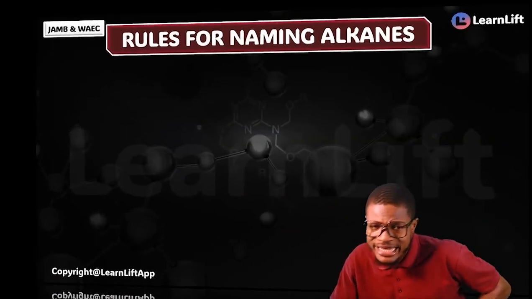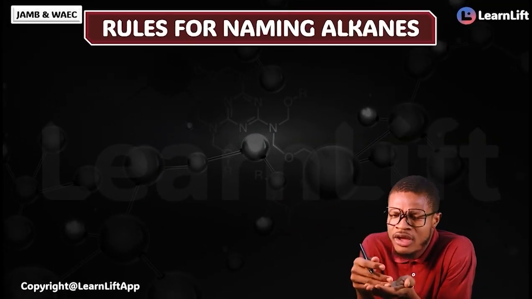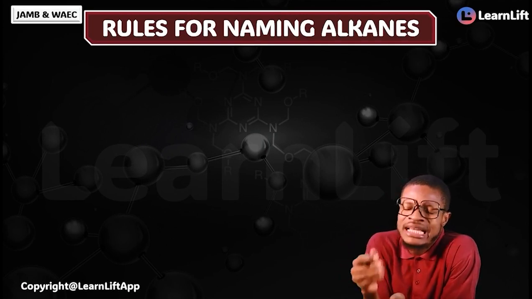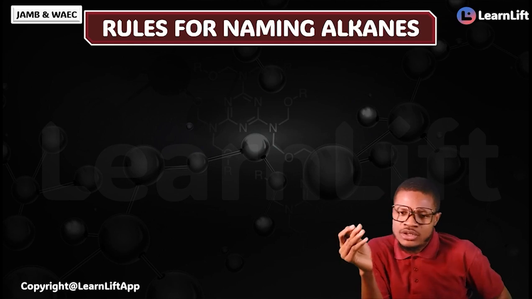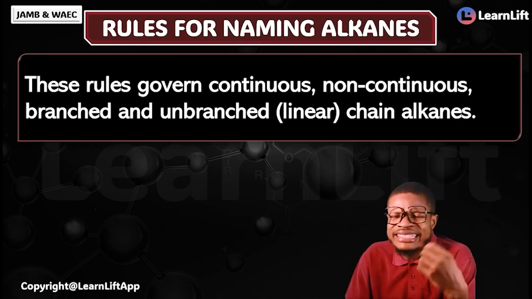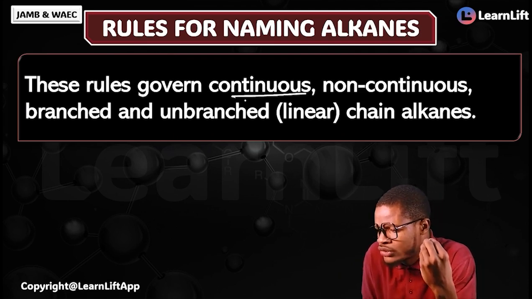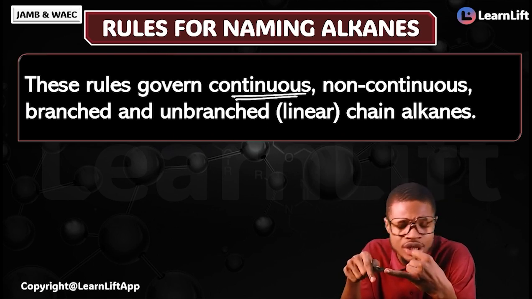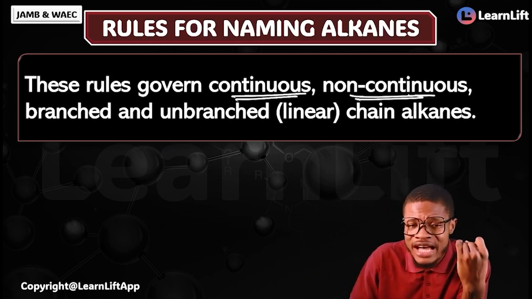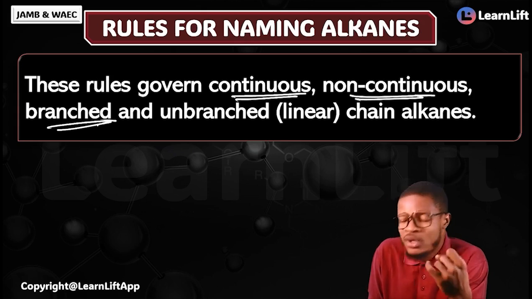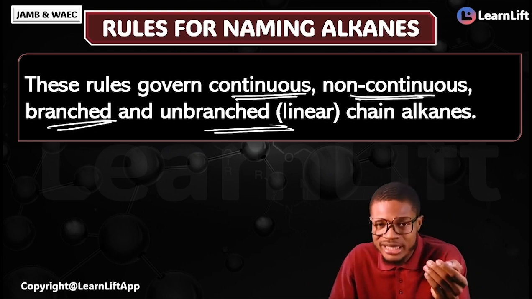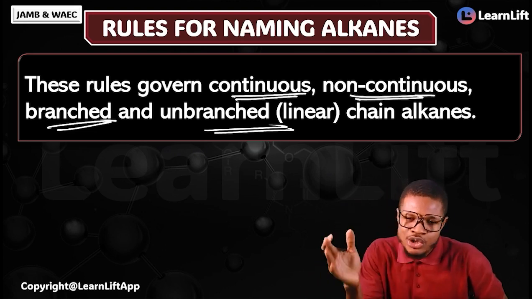The next thing we're going to learn here is the rules for naming alkanes. What are the various rules that we must apply if we must name alkanes? Well, let's go. In the rules for naming alkanes, you must note that these rules govern continuous chains. Whether they are non-continuous chains, it is also valid. Whether they are branched chains, correct. Whether they are unbranched chains, also very correct. For any alkanes at all, these rules apply.